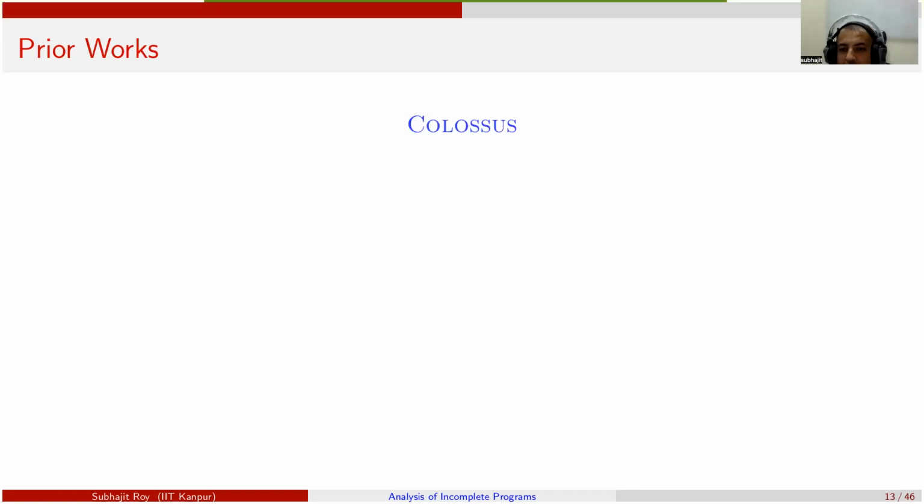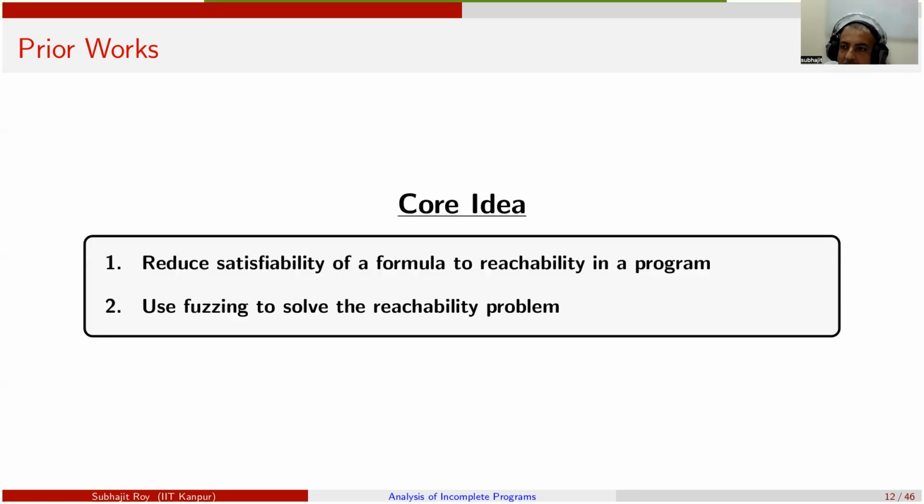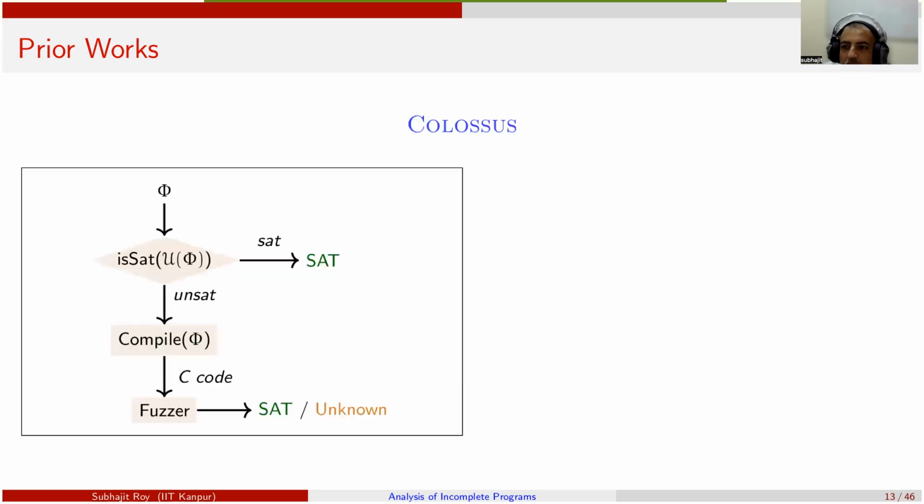So now if you start looking at how the work that I was talking about in the previous slides tackles this problem: if you look at Colossus, the symbolic execution engine, it does some sort of a semantic division of the program. It takes the program and tries to get an under approximation of the formula. If the under approximation turns out to be SAT, all good. If not, then it tries to compile the program into a C program and use a fuzzer.